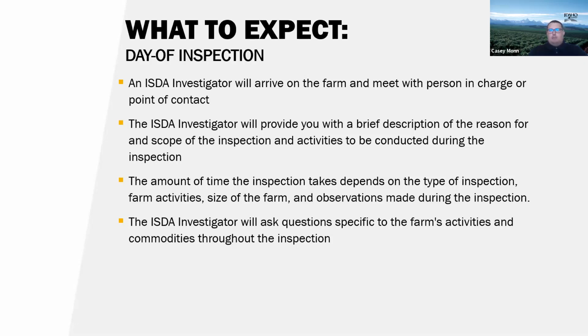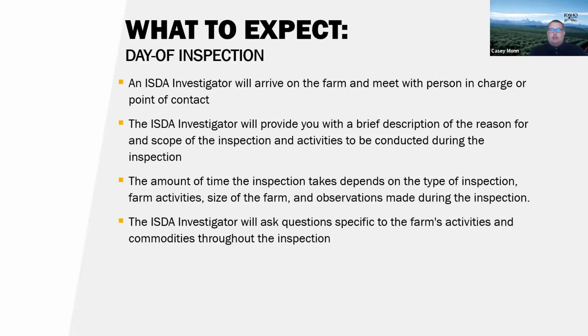The amount of time the inspection takes depends on the type of inspection, the farm activities, size of farm, and observations made during the inspection. What this means is if the farm is harvesting onions and it's one person on a tractor driving back and forth for an hour, there's not a whole lot going on. There's not a whole lot for us to see versus if we were in a packing shed and there are multiple people touching produce and a lot of food contact surfaces. It's going to be more in depth.